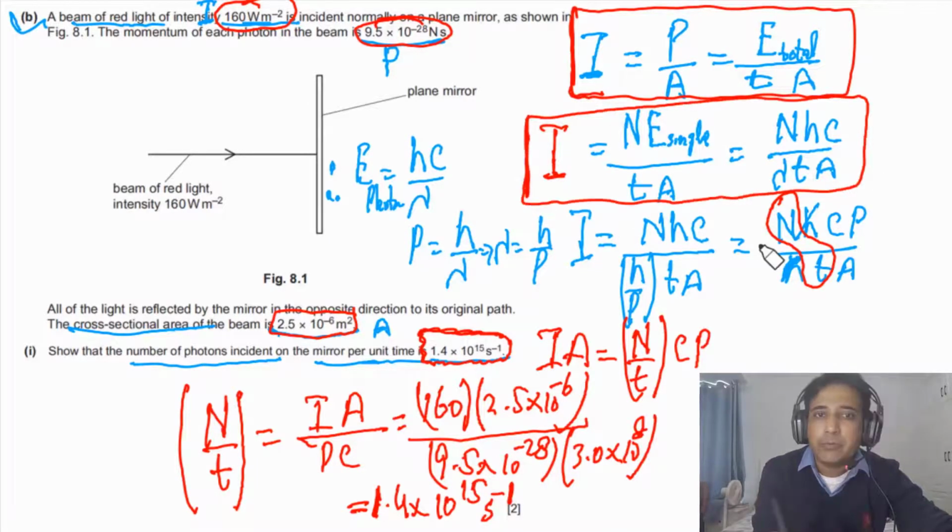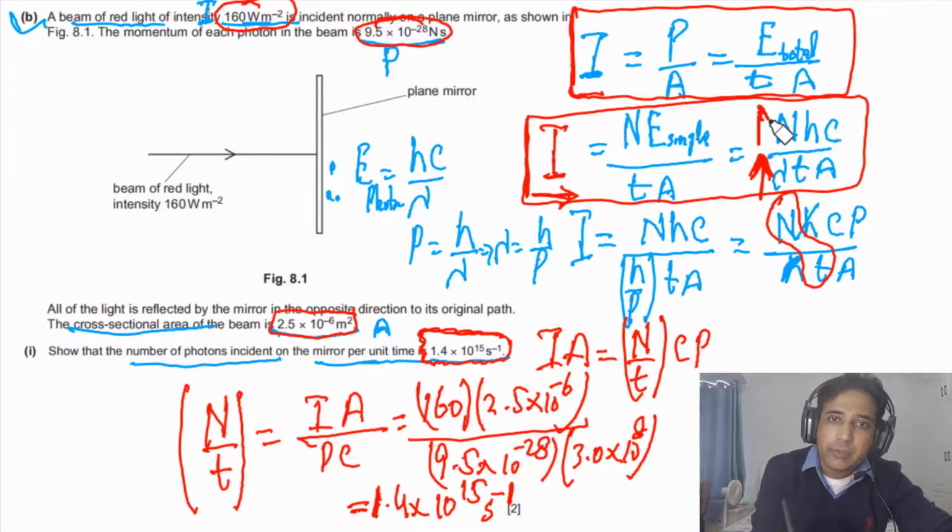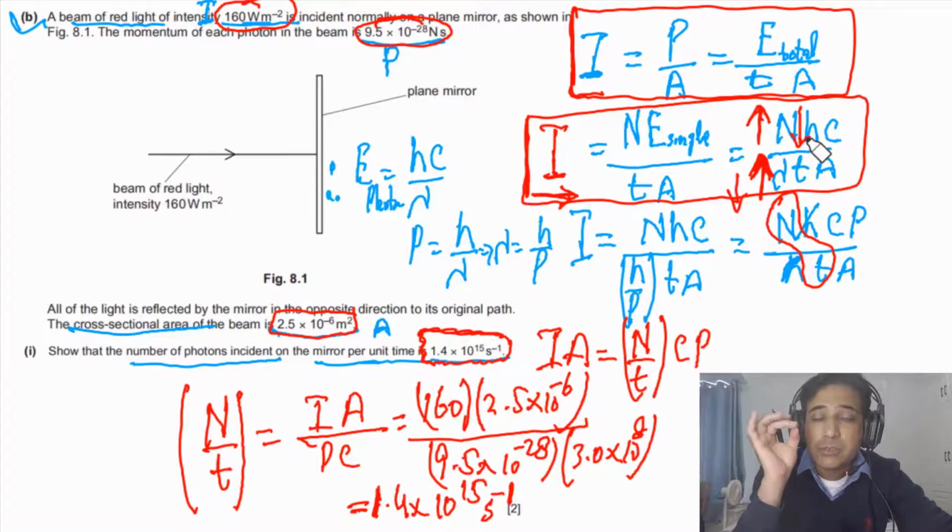For example, they will ask you if intensity remains constant and lambda increases, what happens to the number of photons? If everything else is constant and lambda increases, it means N also increases, and vice versa is also true. If lambda decreases, for example, it means N has to decrease. And this is a very common question that you will see in many past papers about quantum physics.